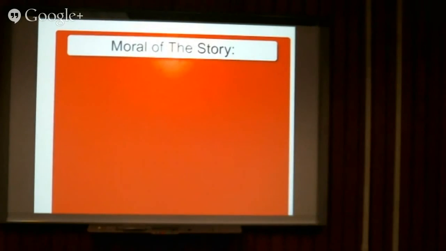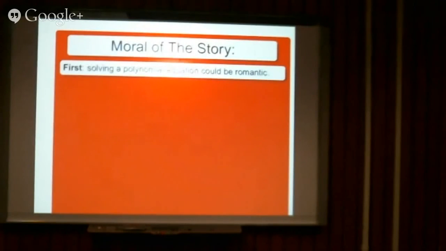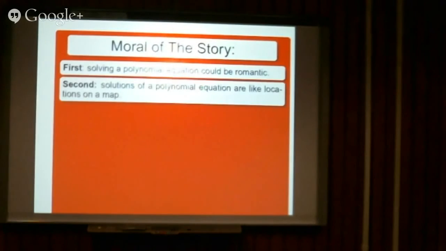Now, what do we learn from this story? That solving polynomial equations could be romantic. Solutions of polynomial equations are like locations on a map. This is the moral of this story. I want to tell students that when you solve a polynomial equation, you get locations. You get numbers, but those numbers are locations.